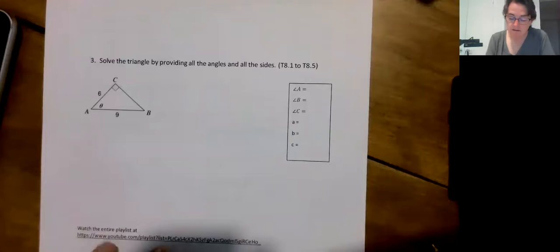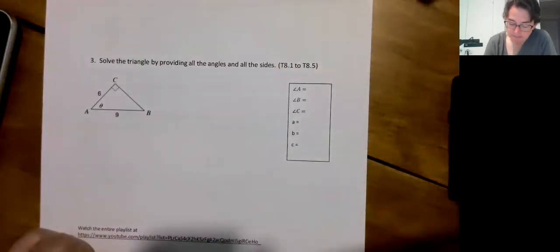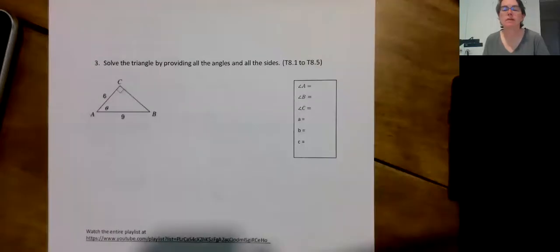All right, solve all the triangles by finding all the angles and all the sides. All right, well, what do we know? Let's just solve stuff. Hold on, something's come up. Sorry about that. Let's get back to this triangle here.